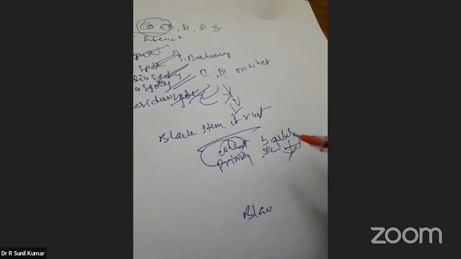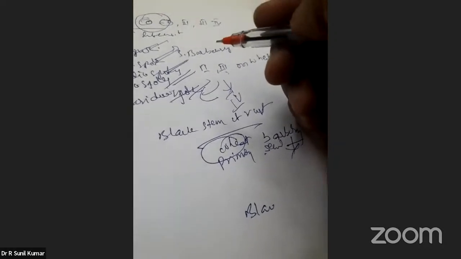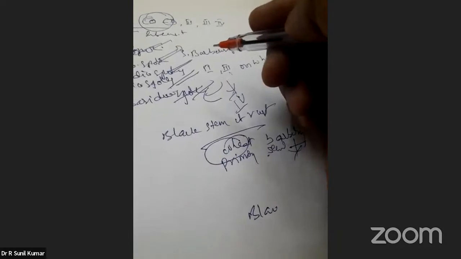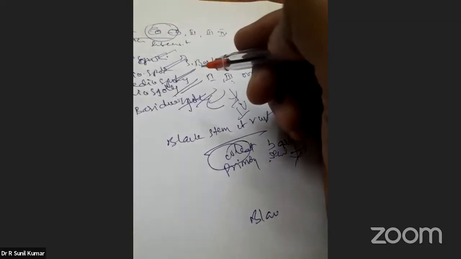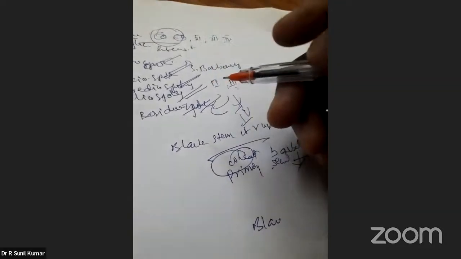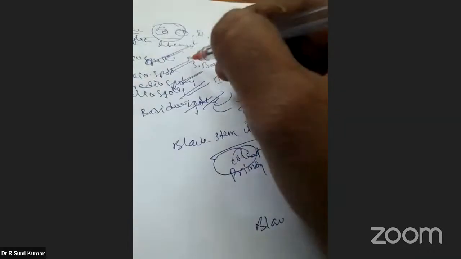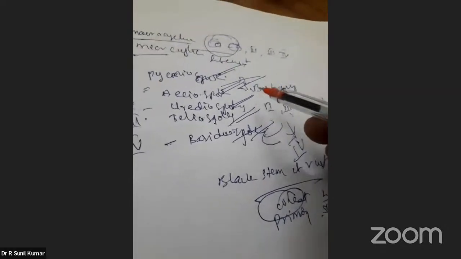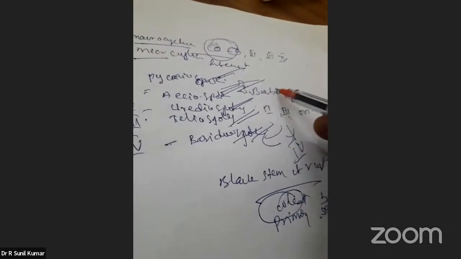Okay, barberry plant. I will explain each and everything. The stages of wheat rust: the first stage is the pycniospores, and the second one is the aeciospores. Aeciospores are released from the infected barberry and deposit on the wheat leaves. The barberry plants infect the wheat plant.